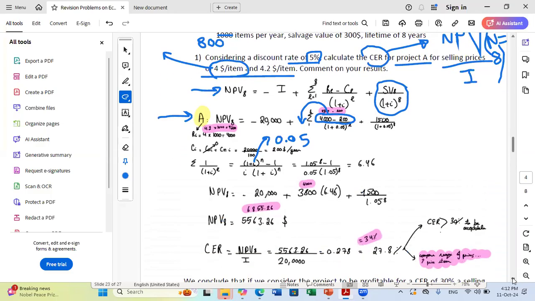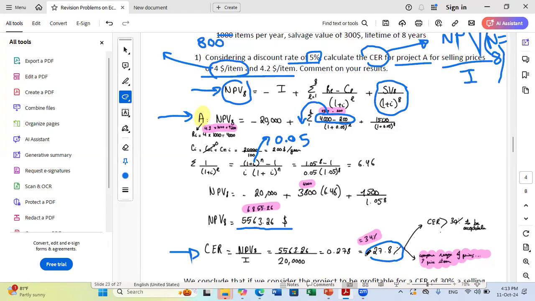Okay. Now, the only unknown here, okay, we have everything in the formula. So the unknown is just NPV at year 8. We can do the calculation and we find out that NPV at year 8 is $5,563.26. Okay. Now, once we get NPV, by definition, the capital enrichment rate is the ratio of NPV at end of lifetime over the initial investment, and we get a fraction of 27.8%. In general, it's recommended to have a CER larger than 30%.